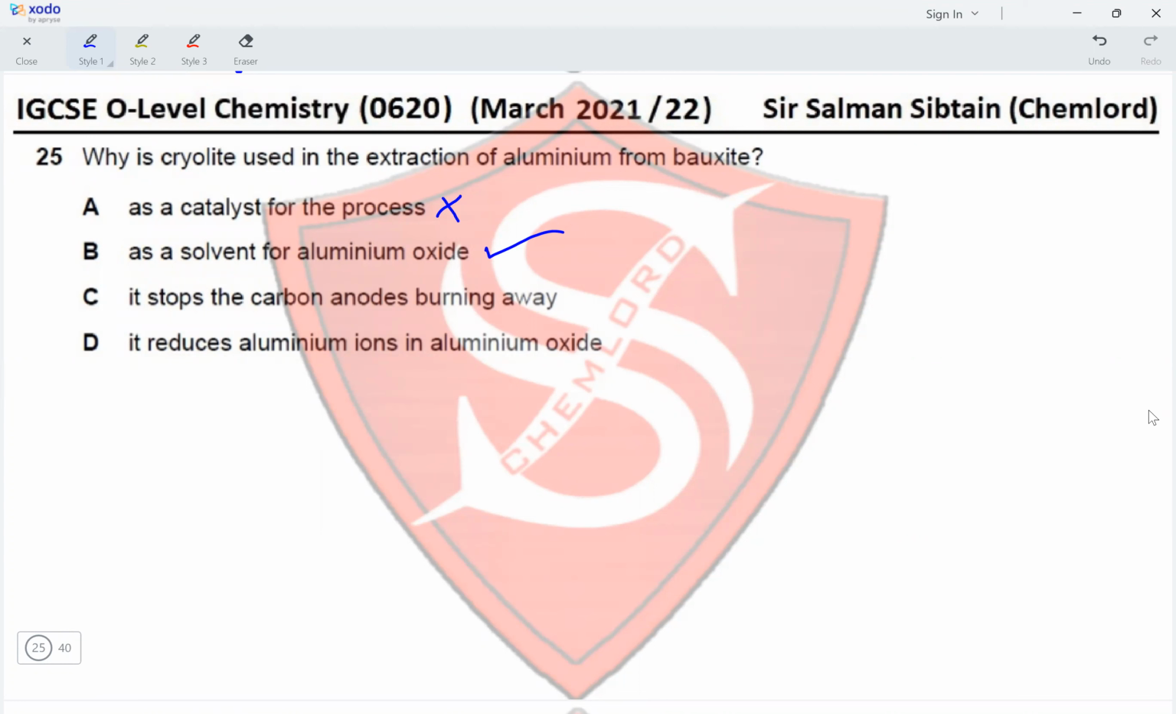So, it stops the carbon anode from burning away. It has nothing to do with the burning away of carbon anodes. It reduces aluminum ions in aluminum oxide. No, it dissolves aluminum oxide and reduces its melting point. Therefore, the correct option for this question is option B.